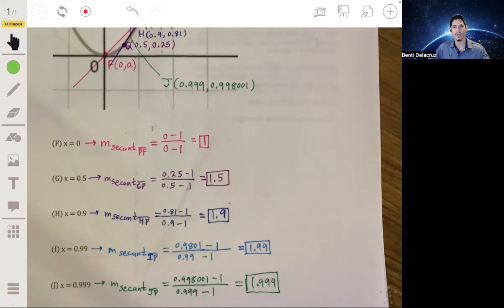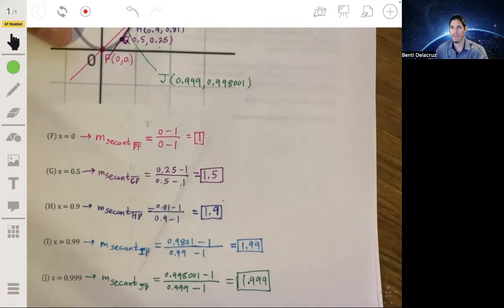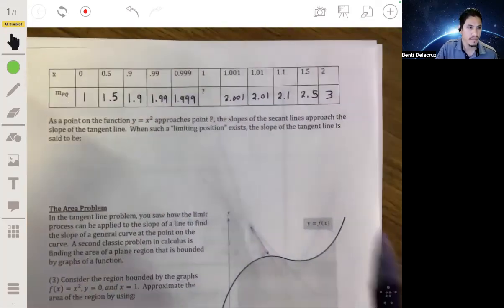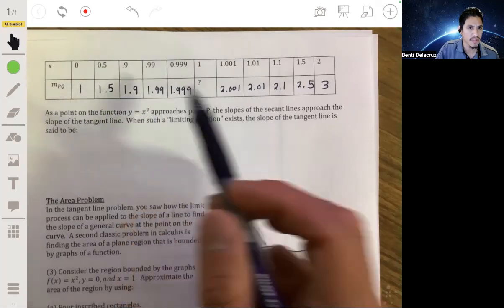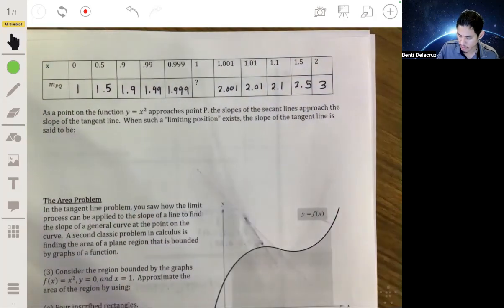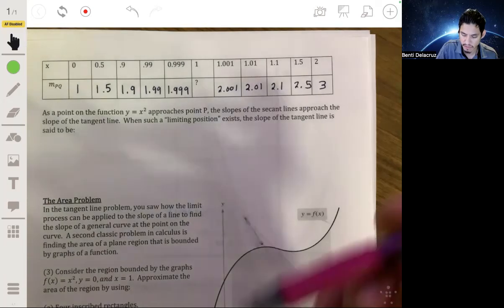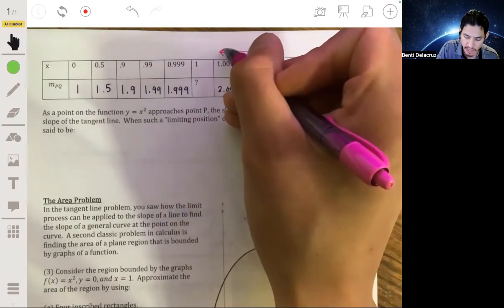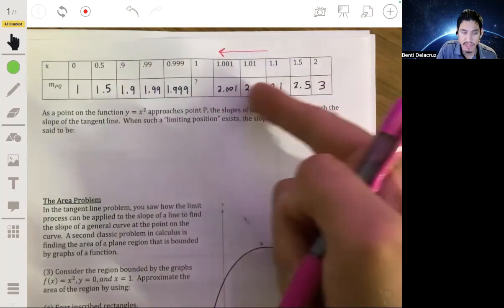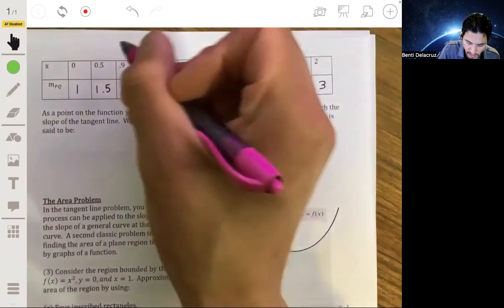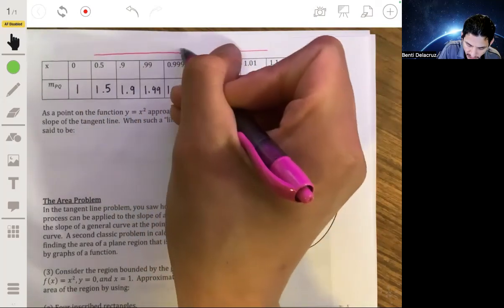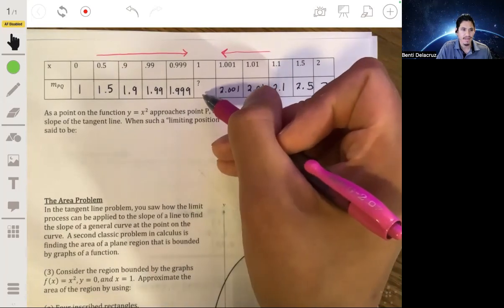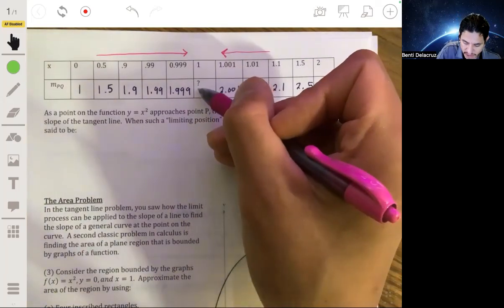So now let's put it all together in a table. And so if we put all these values in this table here, we can see that when we first approached from the right, coming from this direction, we were decreasing. And when we were approaching from the left, in the second part, we were increasing. And so you could probably see and guess the slope there is going to be 2.